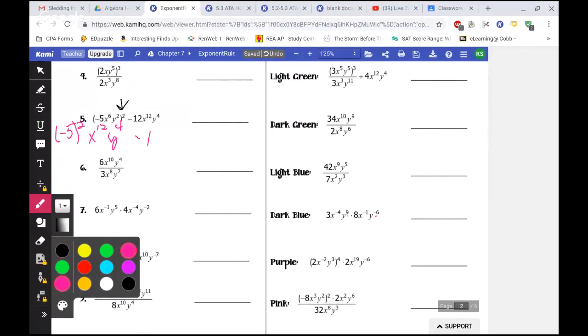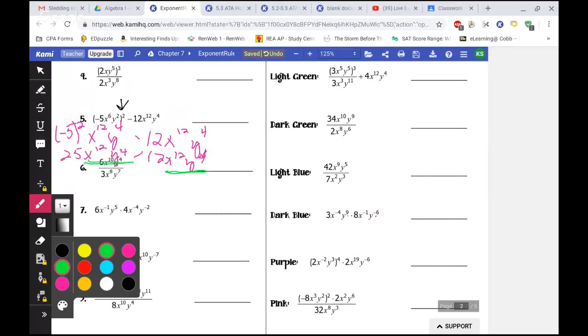And then remember, I told you guys in class yesterday, this is something we're going to be working more on when we get back after winter break. But basically, for this part, since it's a subtraction in the middle, you just go ahead and bring that down. So then now -5 squared is 25x to the 12th y to the 4th minus 12x to the 12th y to the 4th. And what I was explaining in class yesterday is this actually is one term. See how it's x to the 12th, y to the 4th. So that's like a thing.